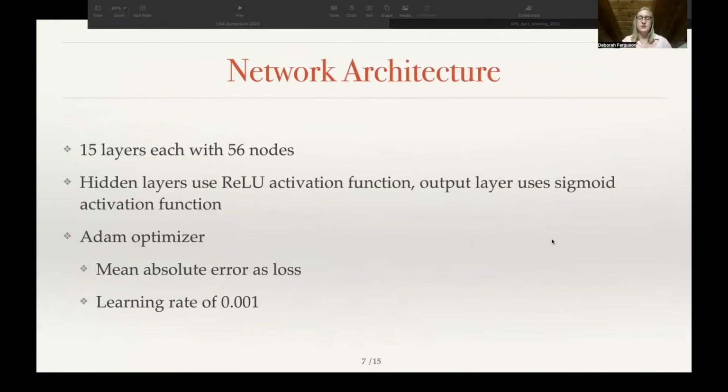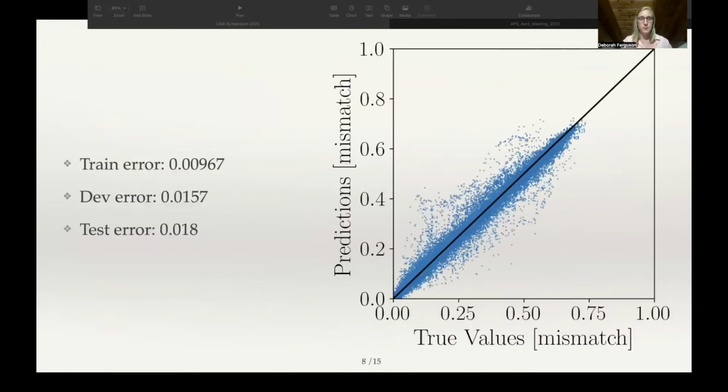The network architecture consists of 15 layers, each with 56 nodes. The hidden layers use the ReLU activation function, and the output layer uses a sigmoid activation function. We use an Adam optimizer using the mean absolute error as the loss and a learning rate of 0.001.